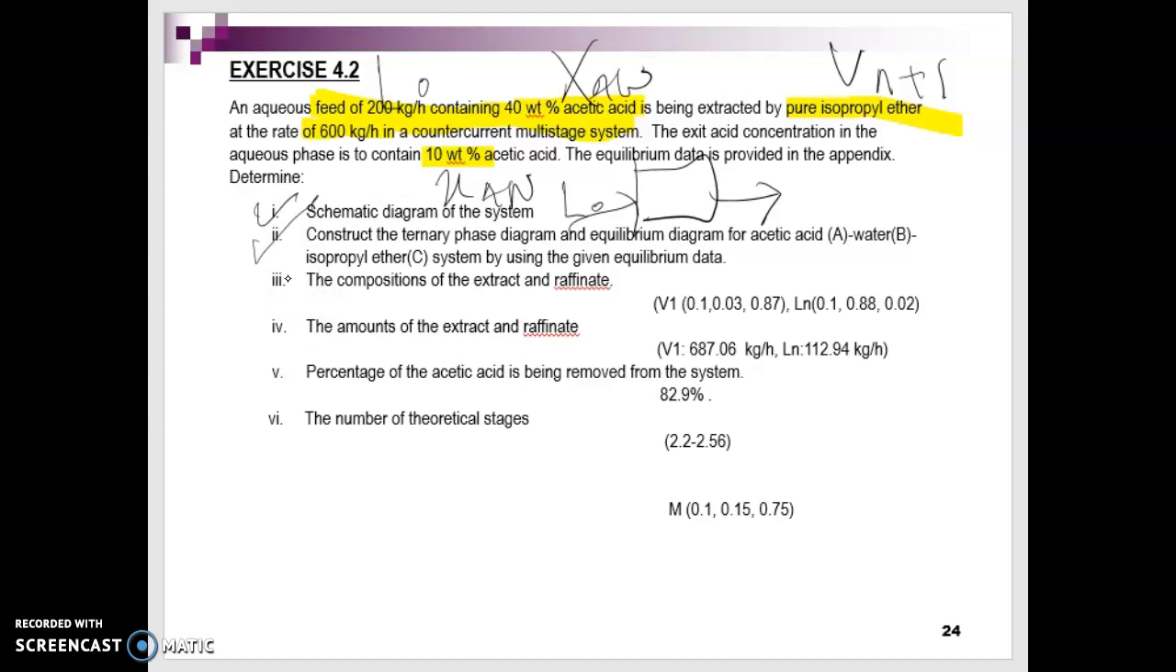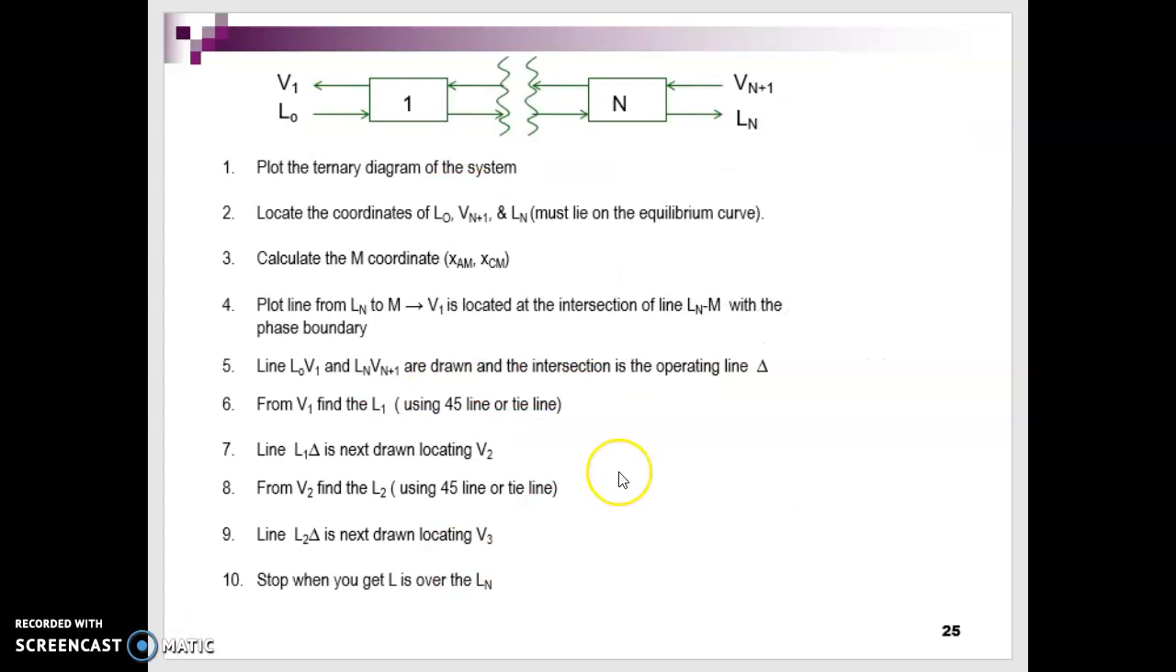Next, the composition of extract and raffinate. So you need to find your Ln and also V1 coordinates. So for the amount of extract and raffinate, you need to do a balance calculation, and then the percentage of acetic acid being removed is in minus out over in for A, times 100. The number of liquid stages must be calculated from the graph.